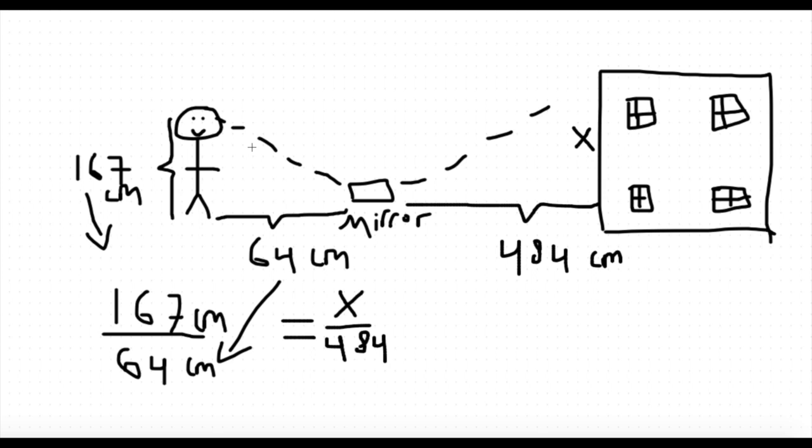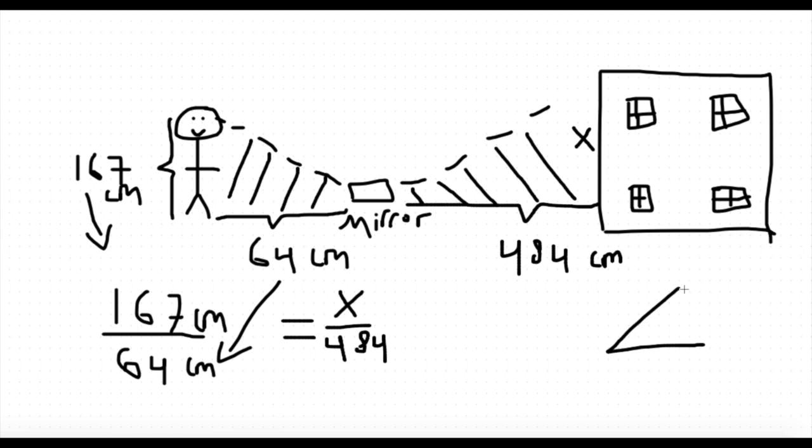So this is what my equation is going to look like. And as you can see there, I'm drawing some lines because that's the triangles I was talking about. There's two triangles, so I'm going to draw them out for you. One looks like this, and it is the one connected to the building, and one looks like this, and it's from me to the mirror.